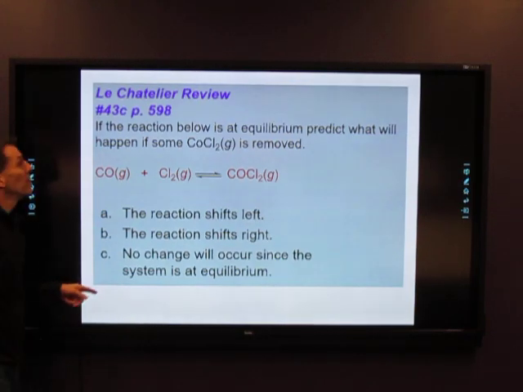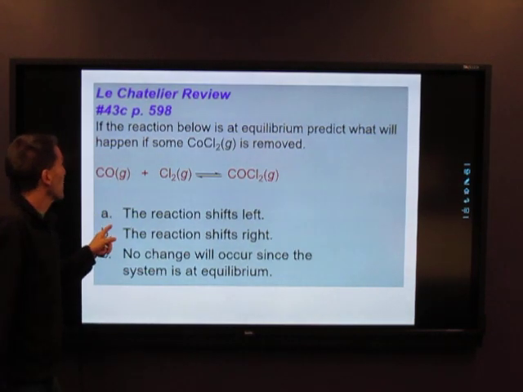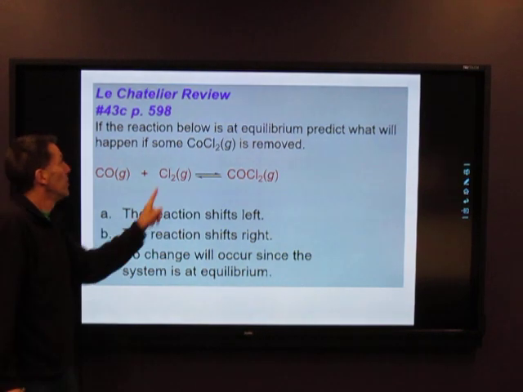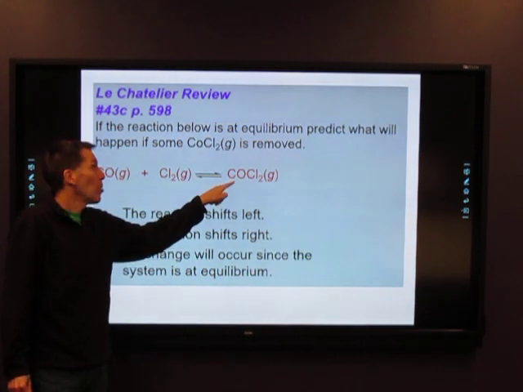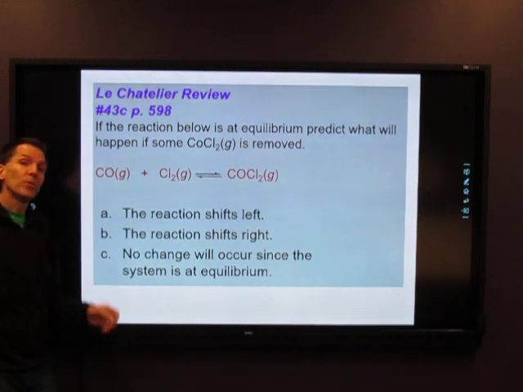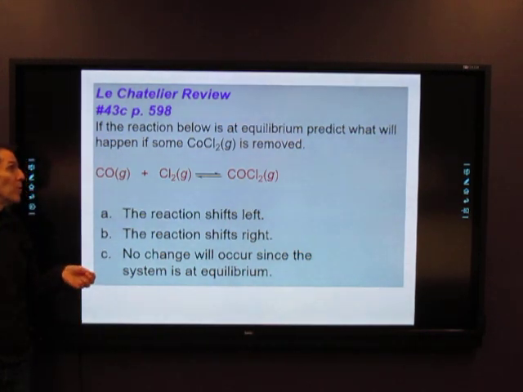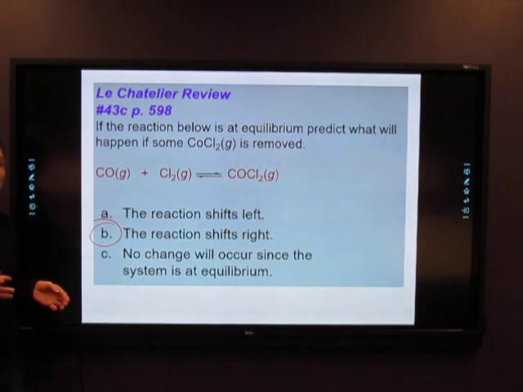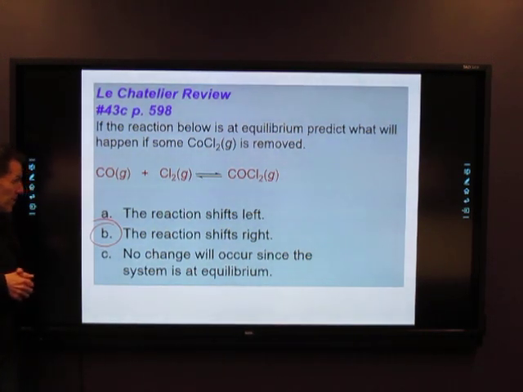So in this problem, the question asks, if it's at equilibrium, what will happen if you remove some of this cobalt chloride? And we know from Le Chatelier's principle, if we remove a product, the reaction will go forward. And so the answer for this one is the reaction goes to the right. And we'll see this idea a little bit.